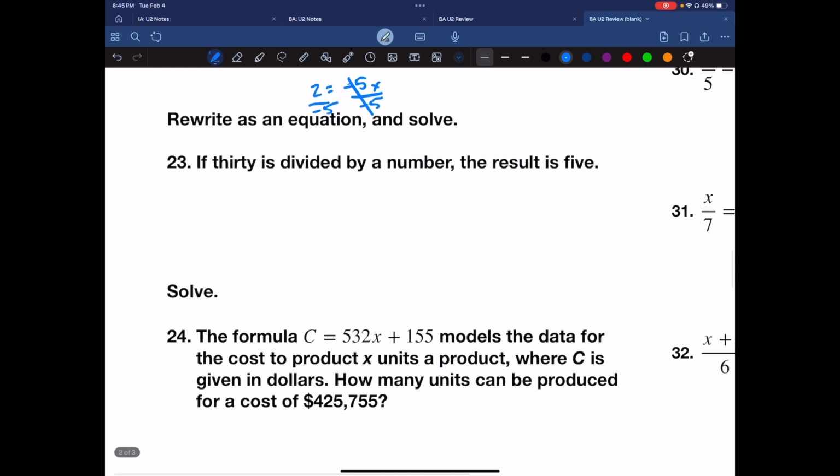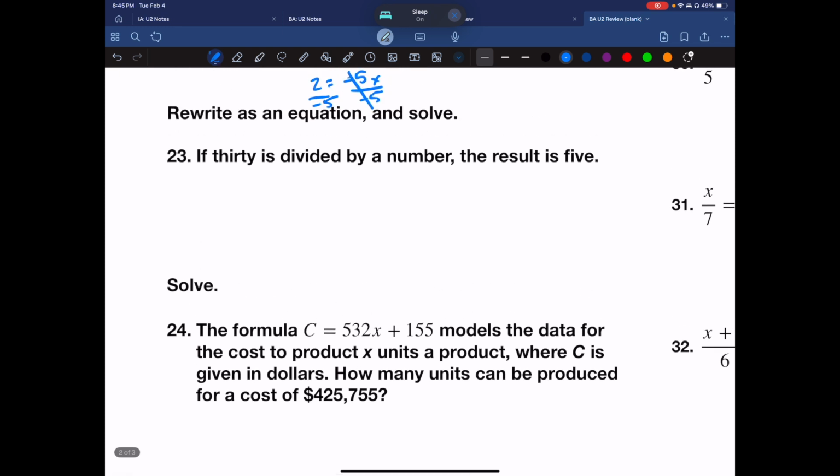Okay, when we get to 23, this is one of those where we have to rewrite the words into an equation and potentially solve. Okay, so it says 30 is divided by a number. Anytime you see a number, think variable. Okay, in this case, it could be x, could be y, it could be any of the 26 letters of the alphabet. All right, but again, your test will be multiple choice, so that decision will already be made for you. You just got to figure out which one matches. So 30 divided by x, 30 divided by some number, some variable is x equals 5.